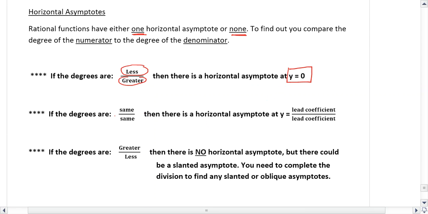Second scenario could be that their degrees are the same, that both the numerator and denominator have the same degree. Then we use what's called the leading coefficients. We write the horizontal asymptote y equals whatever the leading coefficient is of the numerator over the leading coefficient of the denominator. And then we just reduce that fraction if possible. Now this one is the weird one. When the degree of your numerator is larger than the degree of the denominator, there isn't a horizontal asymptote, but there could be what's called an oblique asymptote.